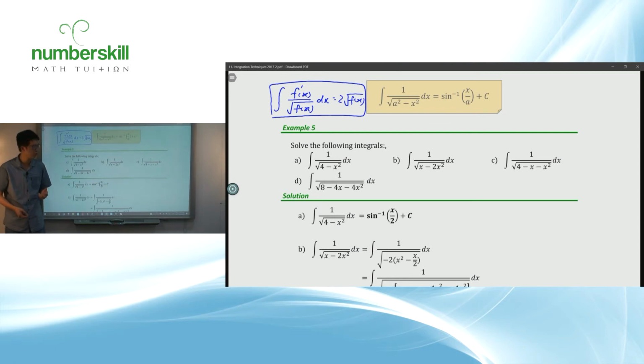Understand what I'm talking about? Okay, so basically you see a square root at the bottom, you don't have many friends already. Only these two. And it better be quadratic, but this one doesn't have to be quadratic. So you have to be familiar. What I meant is you have to be familiar.